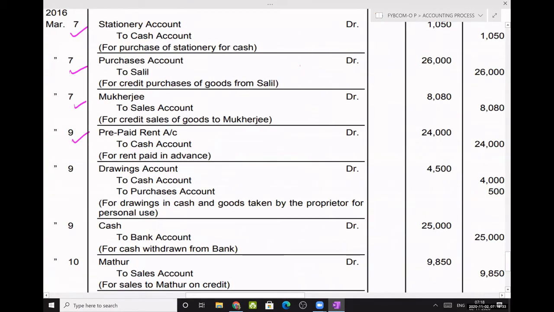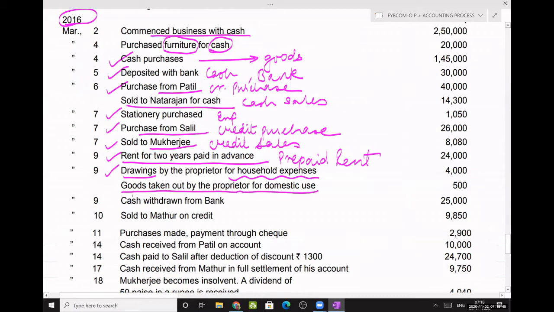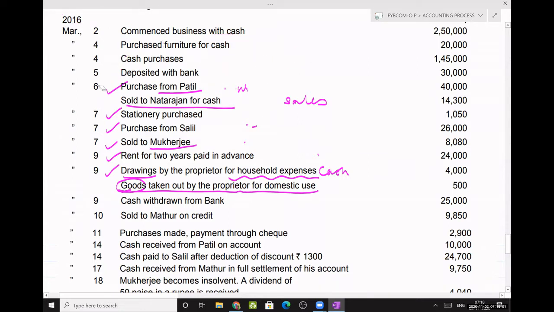So again, drawings account debit to cash. And now this drawings is in terms of goods. The drawings above is in terms of cash. What is written? Drawings by the proprietor for the household expense. So this is cash we paid here, right? And drawings in terms of goods. So there are two types of drawings. One, you have done drawings in cash, and once you have done drawings in terms of kind, meaning goods taken instead of cash.